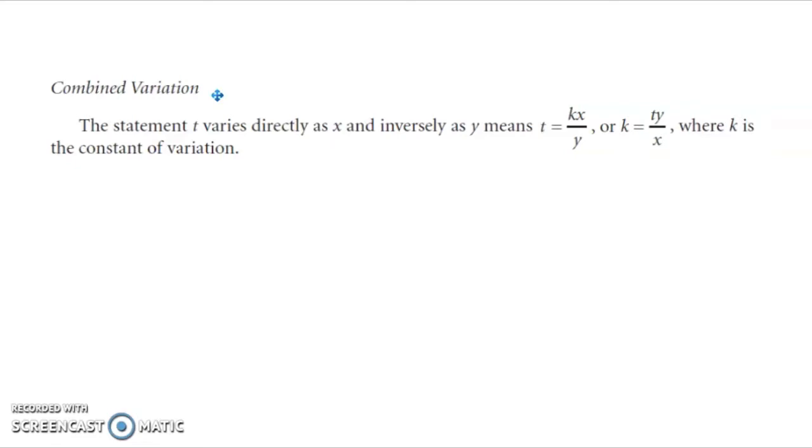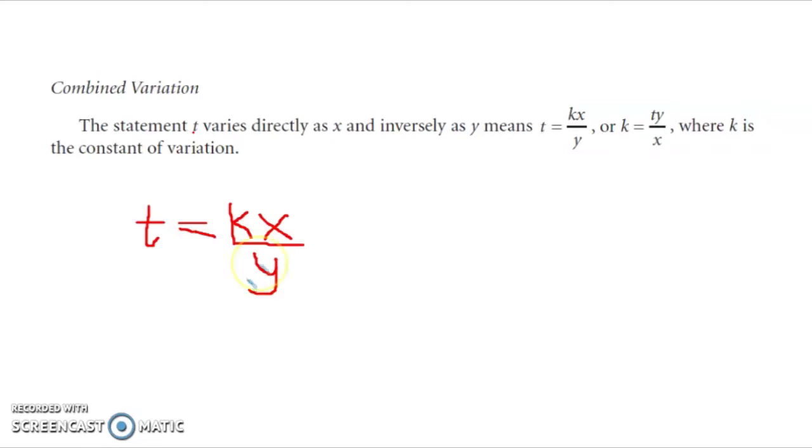So how are we going to write that into an equation? I am always telling you that we have to write down the equation by term. So t varies directly as x. How are we going to write that? T varies directly, so do not forget to write your constant of variation k, as x, so kx, and inversely as y. So that is your equation.